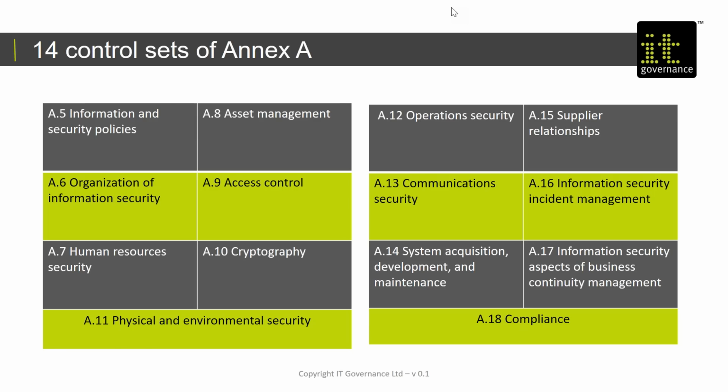Recognizing that increasingly information security has to tie into a business continuity framework for an organization to be cyber resilient. A17 talks about how information security ties into business continuity, and it also looks at how you protect business continuity management systems and business continuity management plans. Finally, A18 ties all of your information security controls to the various compliance obligations that you have.